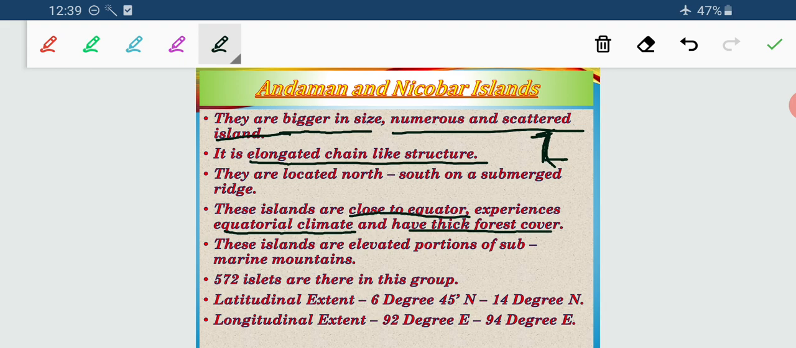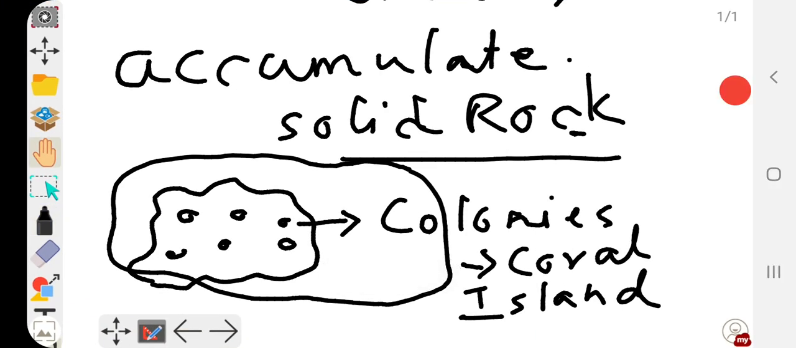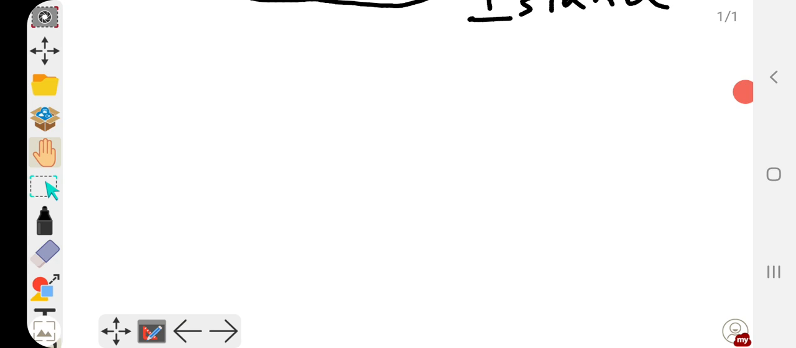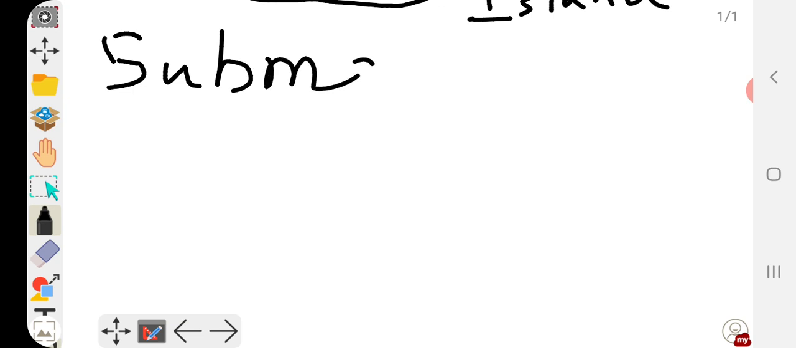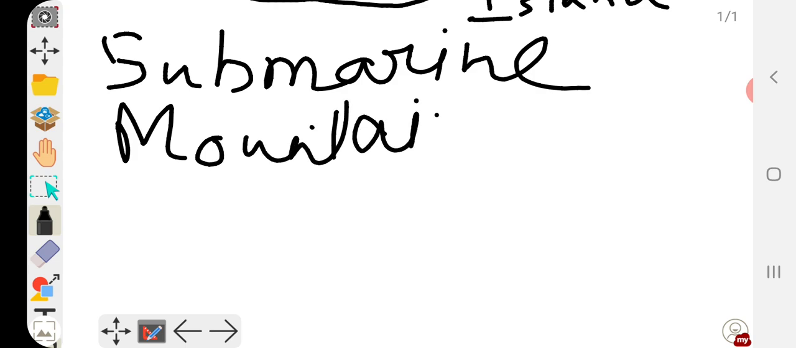Now, these islands are the elevated portion of a submarine mountain. Now, what is a submarine mountain? Let me just explain what a submarine mountain is.